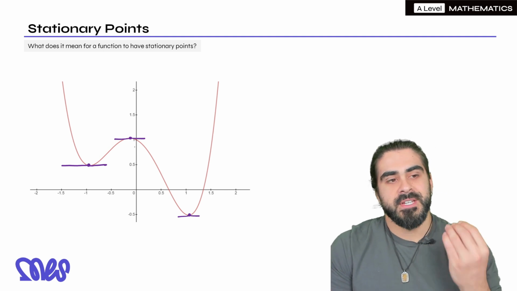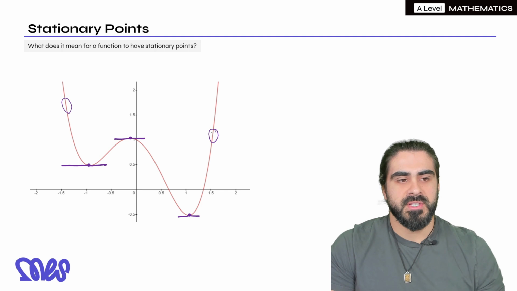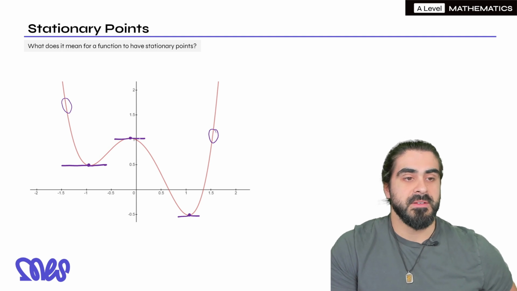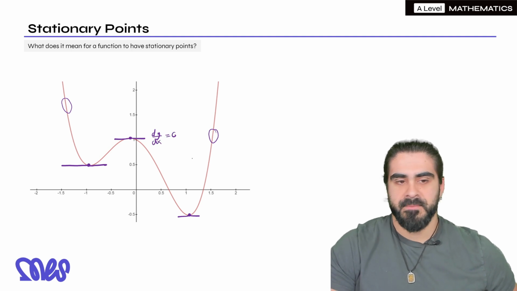So last lesson we looked at increasing and decreasing functions. This part of the graph is a decreasing function because the gradients are all negative. Here, the gradients are all positive, so it's an increasing function. Here, where we have the gradient being flat, or the tangent being flat, we would say it has 0 gradient. So dy by dx at stationary points is 0.